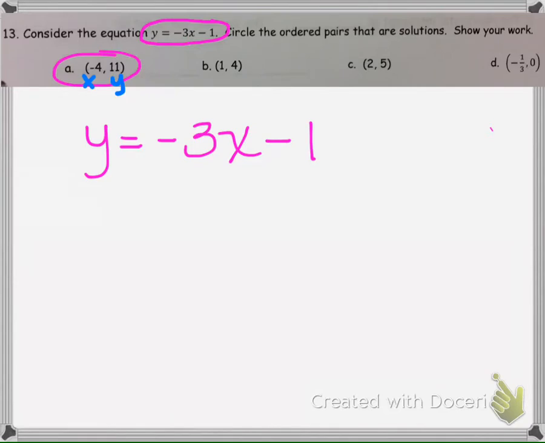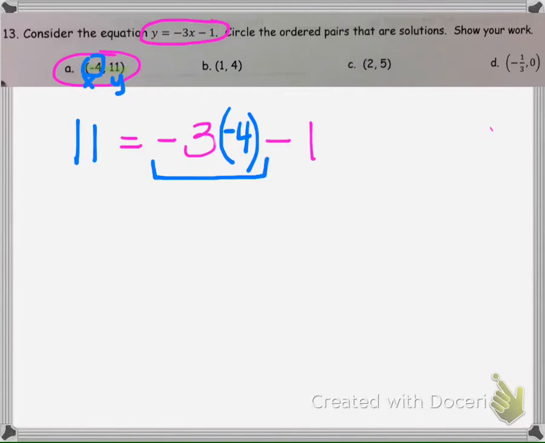So we're going to replace, and remember, x comes before y in the alphabet, so the first number is x and the second number is y in the ordered pair. So I'm going to go ahead and remove x and plug in the negative 4. And then I'm going to remove y and plug in the 11. And I need to see if whatever's on the left and the right are equivalent.